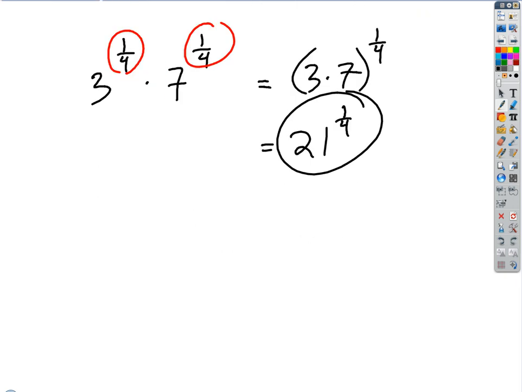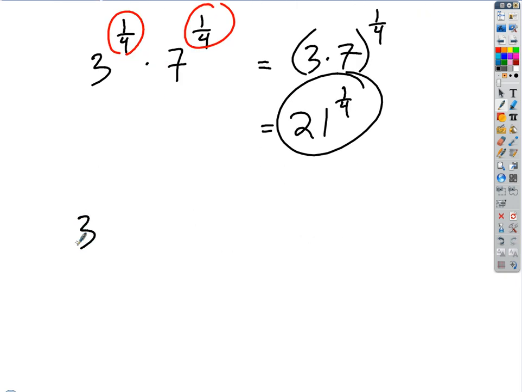Okay, now I want to point something out though. What if I had something like this? What if this looks slightly different? What if that was 3 to the 1/4 times 7 to the 1/3? Is there anything that's alike there? No. Can I do anything to that? No. Nothing I can do. So that's the answer. You can't simplify that any further.